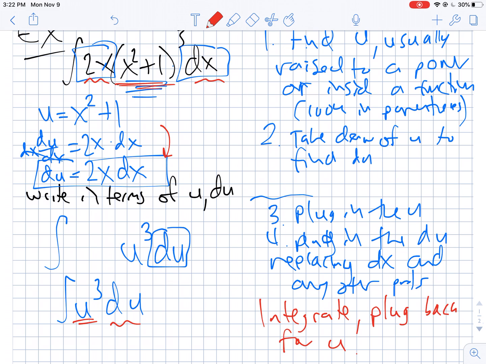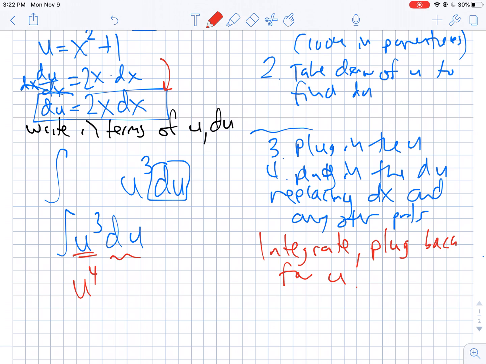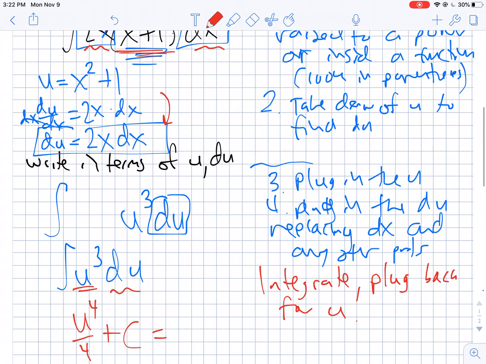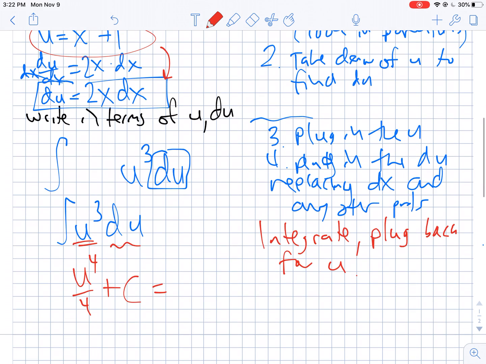So how do you integrate u cubed? Well, obviously that's just u to the 4, so u to the 4 over 4. So then how do I plug in for the u? Well, we know u is x squared plus 1, so I'm just going to plug this back in. So that's just (x squared plus 1) to the 4th power divided by 4, and then still need the plus c. Okay, so that's the strategy there.